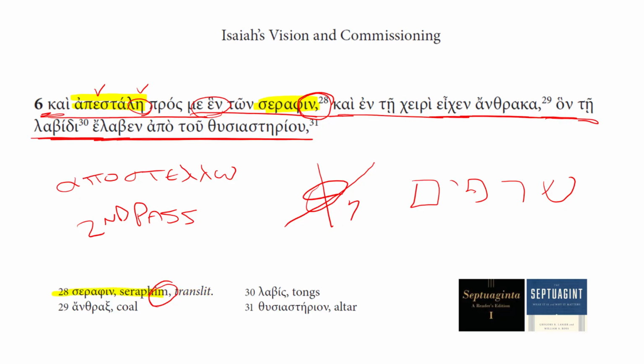This is something that we do in our English Bibles as well, because there's really not a good English word to use to translate it, so instead we transcribe it. But what about the disagreement in consonants?